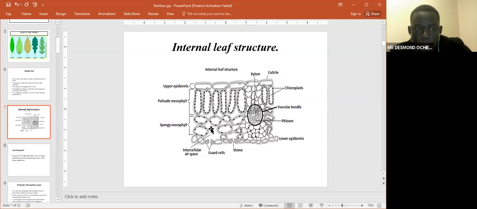Having looked at the various parts, I just want to stress again that it is important to know the various parts of the internal structure of the leaf and their functions. So I want us to look at the various functions of these parts very fast.